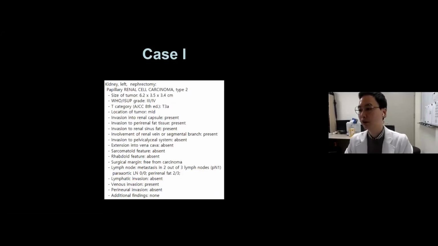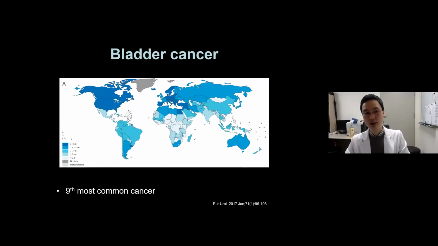So this was about the renal cell carcinoma, and now I would like to move on to bladder cancer, which is the 9th most common cancer. And more than 60% of all bladder cancer cases and half of all the bladder cancer deaths occur in the less developed regions, which needs more focus for this cancer.